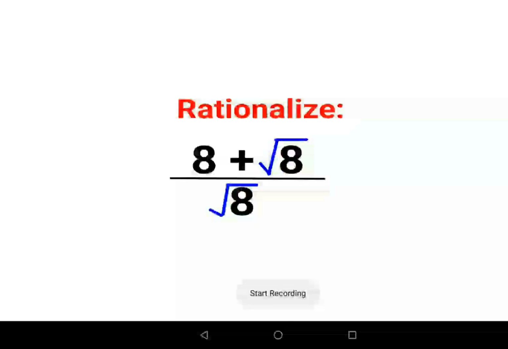Welcome everyone. A lot of people make very silly mistakes while rationalizing. When they tell you to rationalize, they also mean that your answer has to be in the simplified form. This is something a lot of people don't get. So what most people did was rationalizing.